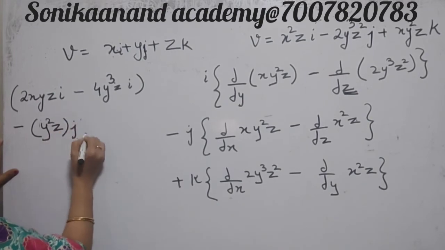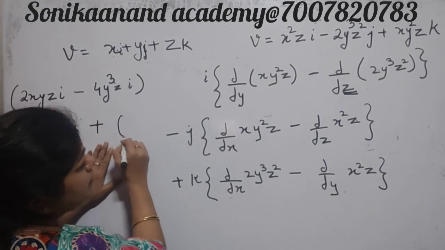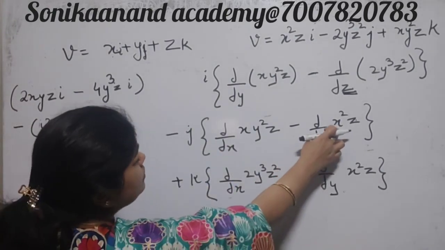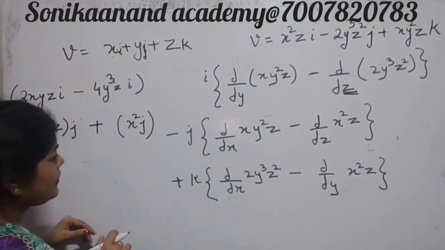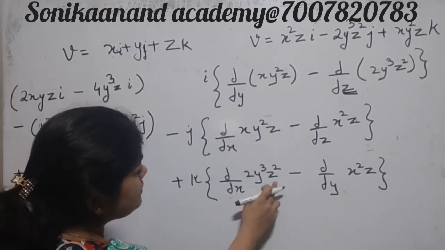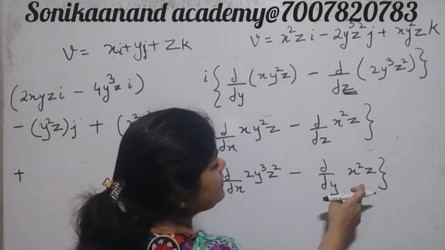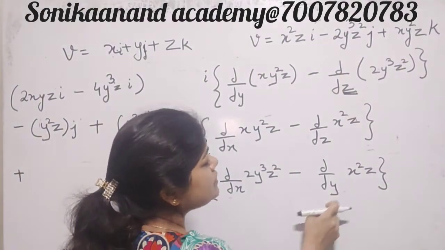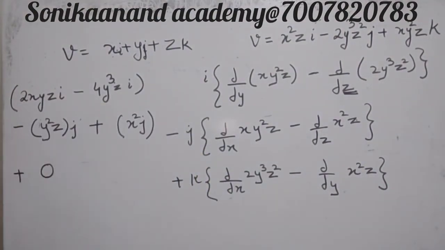j. Then minus minus plus. Then we get z, that is x square, x square j. Then plus, in terms of x, it is 0 because there is no x term. In terms of y, this also becomes 0 because there is no term of y. So the whole thing becomes 0.